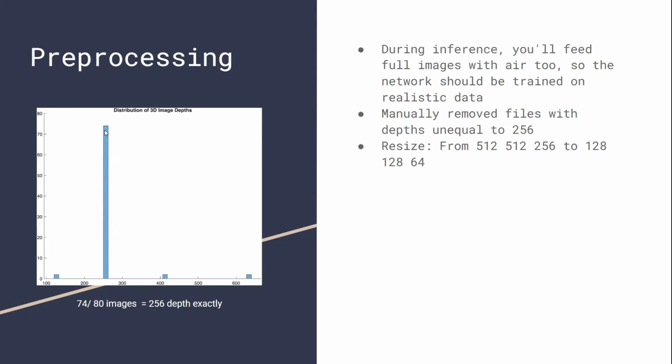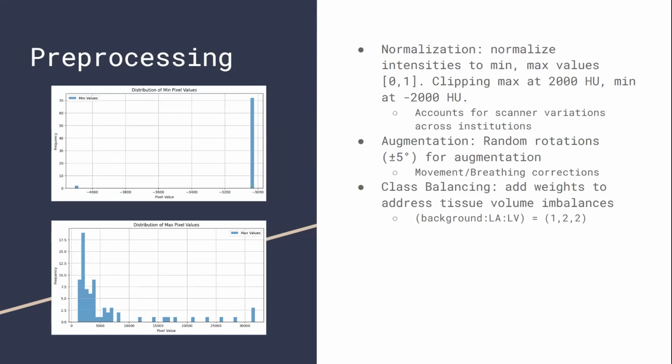And we also chose to resize our images from their original size of 512 by 512 by 256 to 128 by 128 by 64 to make the training of our model more efficient. In addition, there's additional pre-processing as well.